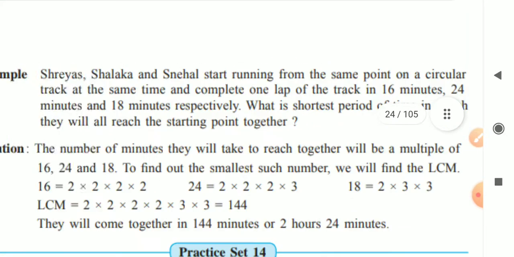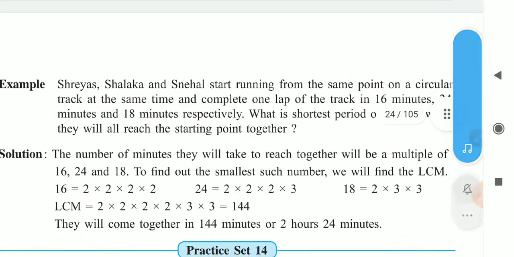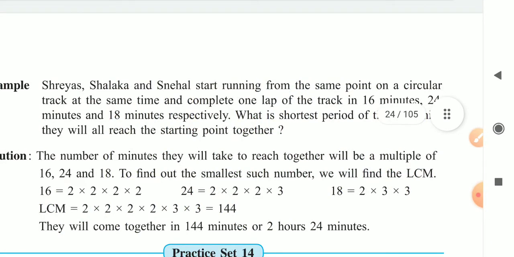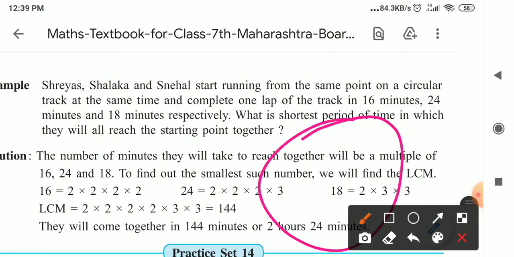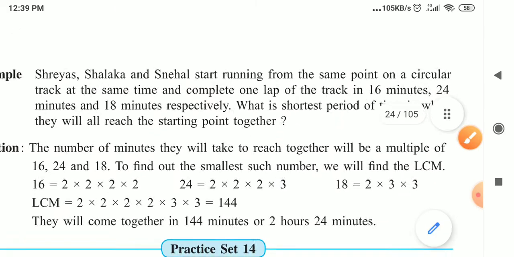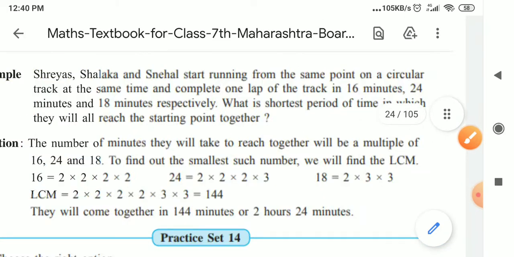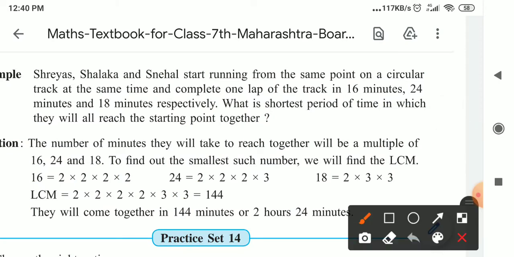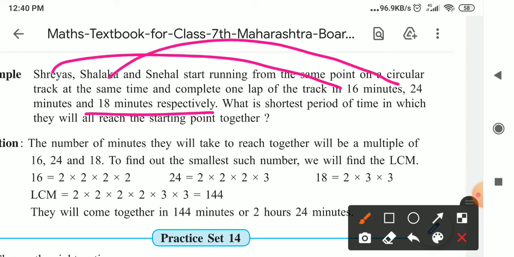Shreyas, Shalaka, Snehal start running from the same point on a circular track. There was one circular track, and the three start to run at the same time, and complete one lap of the track in 60 minutes, 24 minutes and 18 minutes. Means Shreyas completed it in 60 minutes, Shalaka completed it in 24 minutes and Snehal completed the track in 18 minutes. So what is the shortest period of time in which they will reach the starting point together?